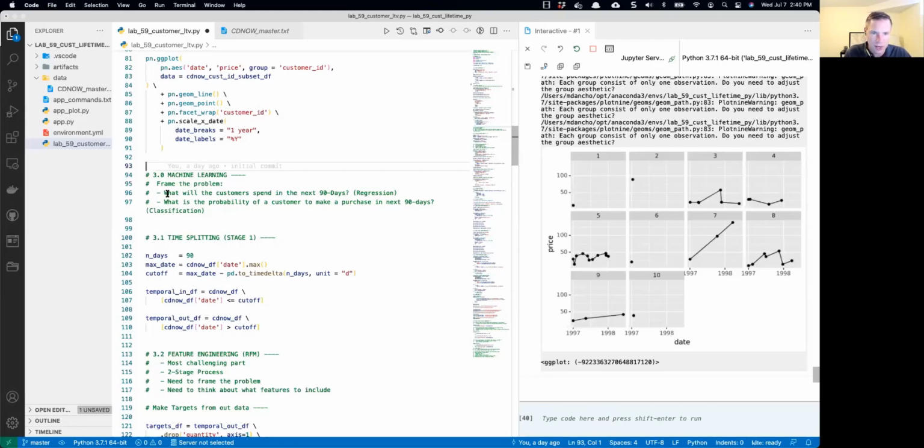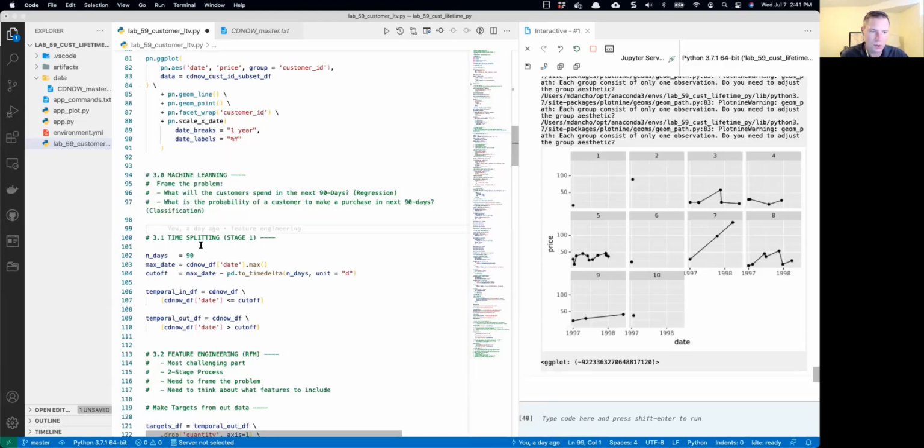So the first question that we have is, what will the customers spend in the next 90 days? This is a regression problem because we want to know specifically the amount that they're going to spend in the next 90 days. And then the second question is, what is the probability that a customer is going to make another purchase in the next 90 days? This is actually a classification problem. Anytime we're dealing with probability, it's a binary classification problem.